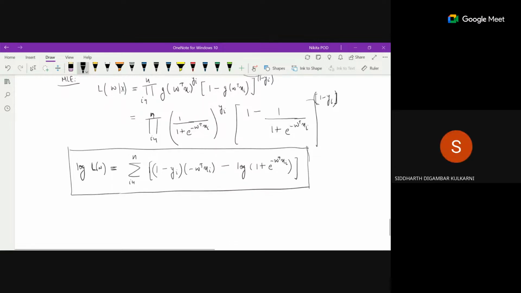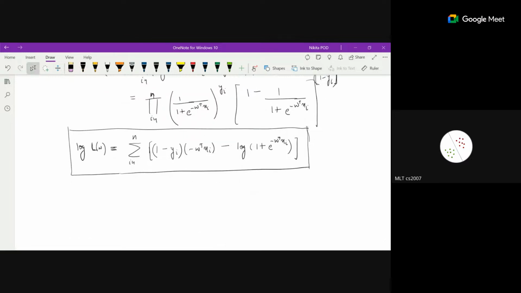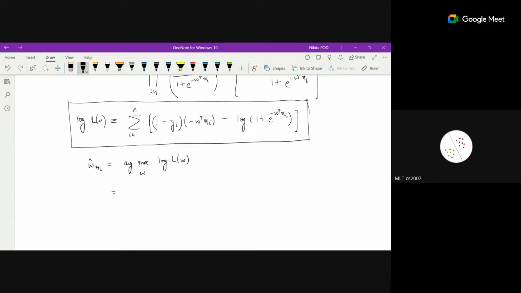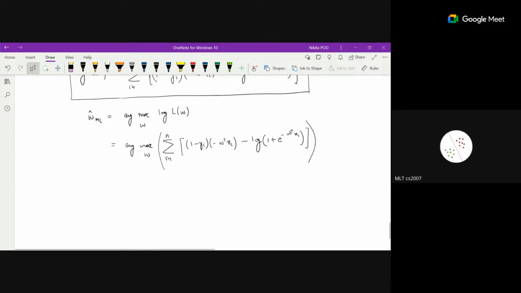Now this we have to maximize. So W hat ML should be the argmax over W of log L of W. Here log L of W is the sum over i from 1 to n of (1 minus yi) times minus W transpose xi, minus log of 1 plus e to the power minus W transpose xi. So this is what we have to do now.